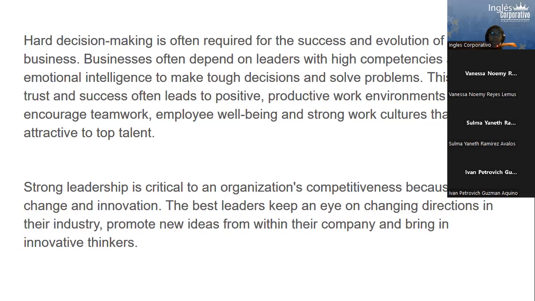Employee well-being and strong work cultures that are attractive to top talent. Well-being is like being well, right? Something like that, to be good in a situation. And strong work, you know what is that. And then it says strong leadership is critical to an organization's competitiveness because it drives change and innovation. The best leaders keep an eye on changing directions in their industry, promote new ideas from within their company, and bring innovative thinkers. I don't see any new word, but do you have any questions here in this one?